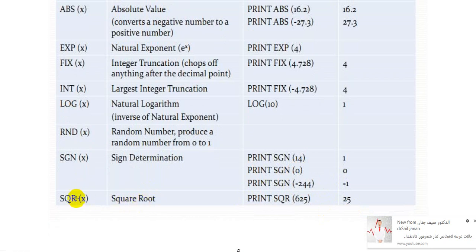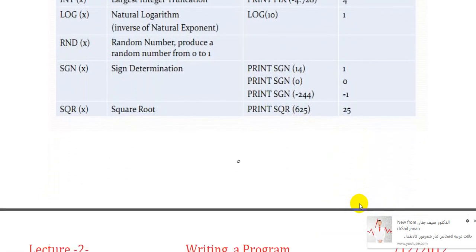SQR(X), square root. This is the square root of X. So print square root of 625 is going to be 25 exactly as a result.